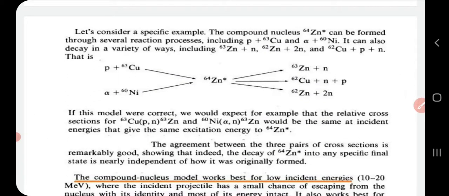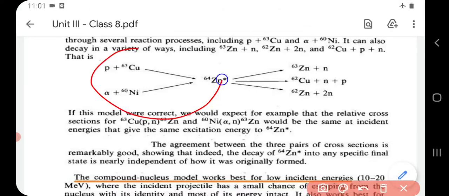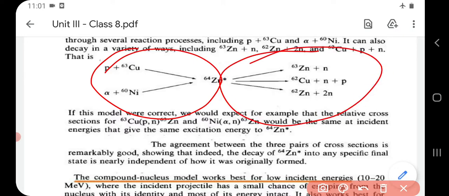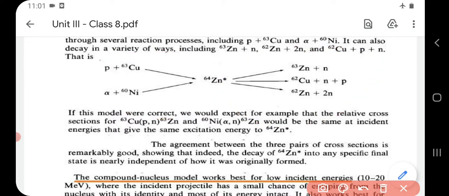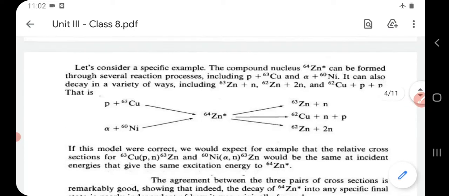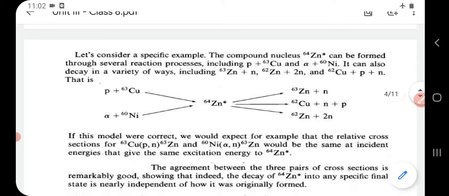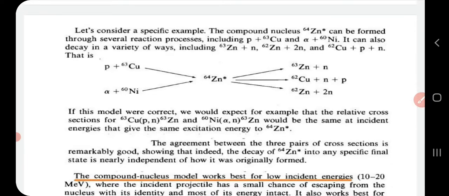Here they have given an example showing the decay of the compound nucleus zinc. It can be formed through various reactions, and this shows the various ways in which it is formed, and this shows the various ways in which it decays. So this example, if you want, you can just read through. No need of mentioning it in your essay part. If it's easy, you can just write it. Otherwise, you can skip. Here the compound nucleus zinc can be formed through various reaction processes, and they have shown the various processes of formation and decay of the compound nucleus zinc.